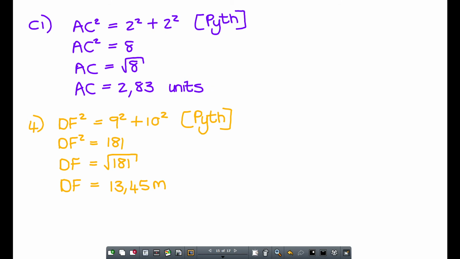5 goes up. Okay. Number 4, same thing. 9 squared plus 10 squared, because we want to work out the hypotenuse. That gave me 181. So DF will then be the square root of 181. Press your SD button. So DF will then be 13,45. And remember, meters. Any questions there?